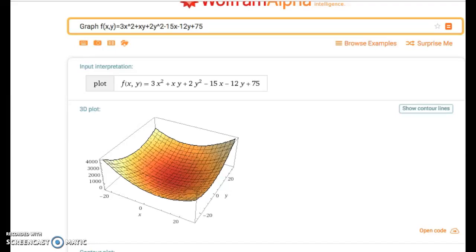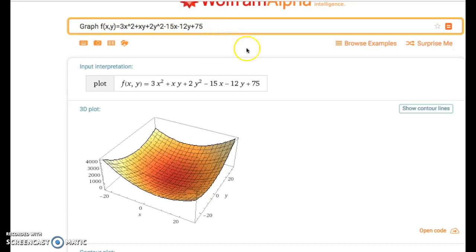We are looking at a cost function, and in one of our handouts it was given as c of xy, and in Wolfram Alpha you have to enter that as f of xy. So I've entered the function. We are going to start by graphing this cost function, which is 3x squared plus xy plus 2y squared minus 15x minus 12y plus 75.